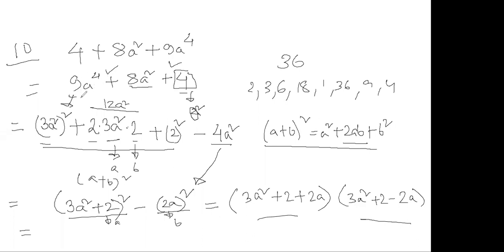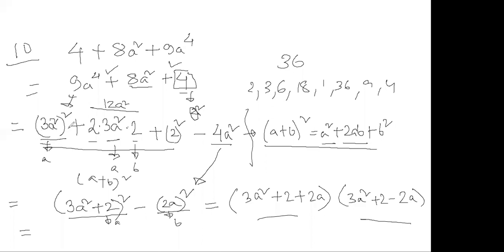So now what did I do? 9a4 I've converted into 3a square whole square. I'm sure you understand this, right? 3 square is 9, a square whole square is a to the power 4. So this is my a. 3a square is my a. Comparing with this formula, a plus b whole square equals a square plus 2ab plus b square.